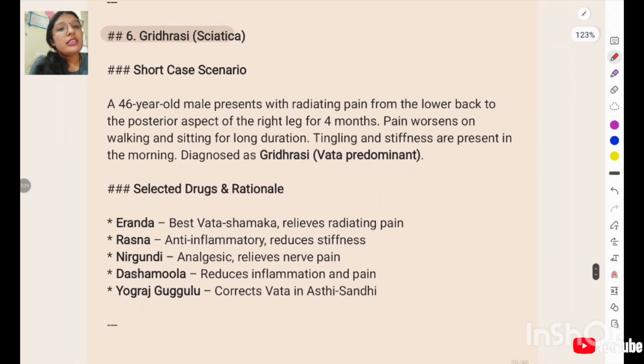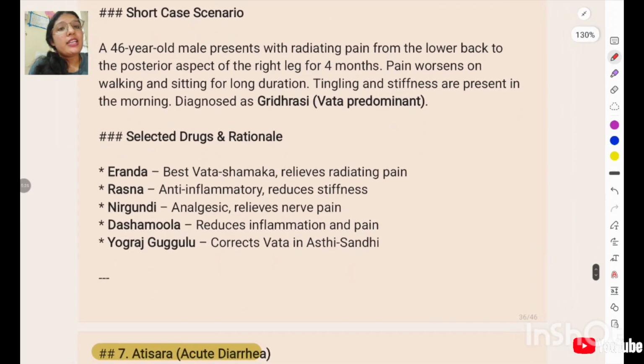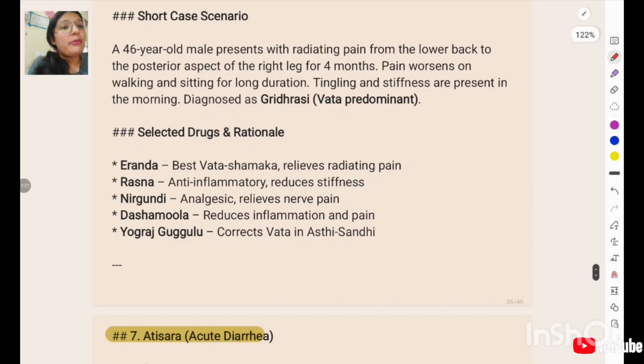Next, for Gridhrasi, the case scenario is like this: a 46-year-old male presents with radiating pain from the lower back to the posterior aspect of the right thigh for 4 months, and diagnosed with Gridhrasi. So Gridhrasi is again a Vata Vyadhi, so we can give Eranda because it is Vata Shamaka and relieves the radiating pain. You can give also Sahachara also. Then Rasna, and again anti-inflammatory, Nirgundi, Dashamula and Yogaraja Guggulu.